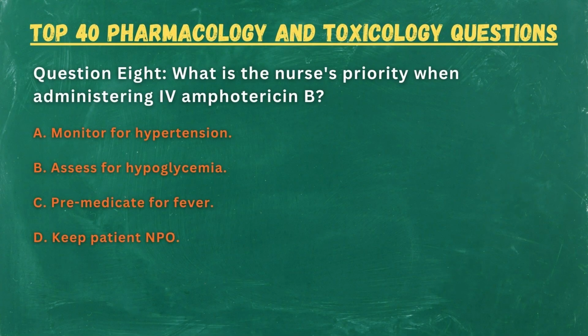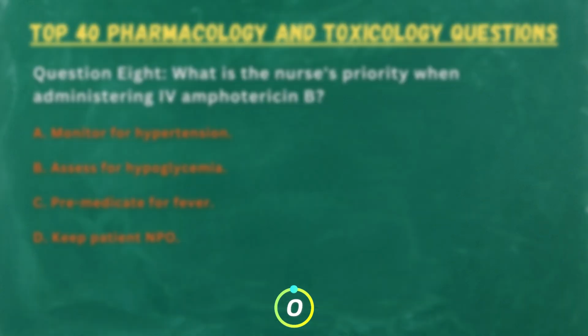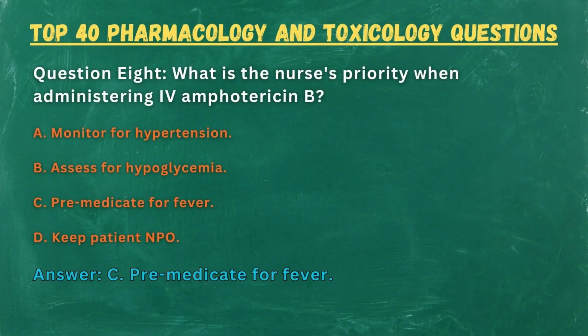Question 8. What is the nurse's priority when administering IV amphotericin B? A. Monitor for hypertension. B. Assess for hypoglycemia. C. Pre-medicate for fever. D. Keep patient NPO. Answer: C. Pre-medicate for fever.